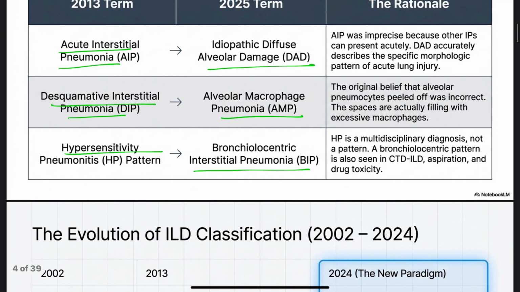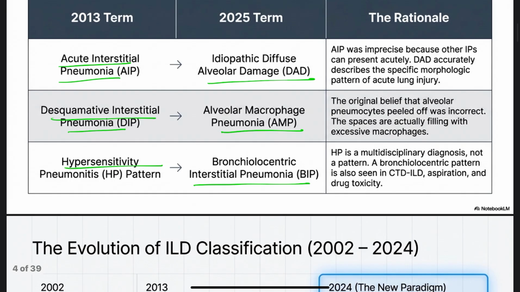And again, the most important fact here is diffuse. When it comes to hypersensitivity pneumonitis, it is a multidisciplinary diagnosis, and the bronchiole centric pneumonia pattern is no longer isolated to HP. This can be seen with CTD-ILD, aspiration, and drug toxicity also. So this is a different pattern, but it will be there in HP, but it should not always be HP. That is the newer evidence over the new pattern.